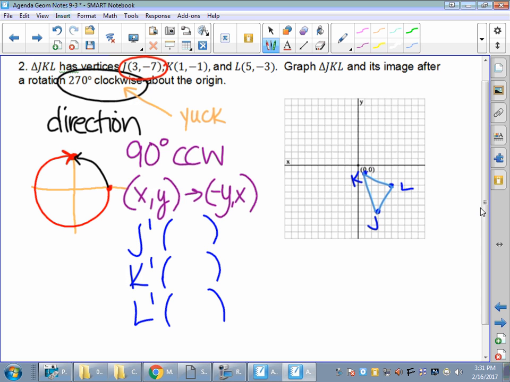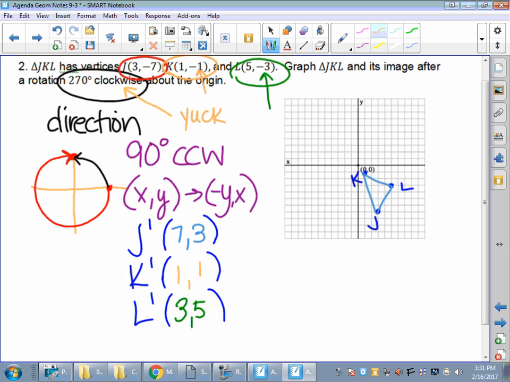So that means I'm going to multiply my y coordinate by a negative, and then interchange them. So it seems to me that my J prime should be at 7, 3. K prime, multiply the y coordinate by negative 1 and interchange them. So a 1, 1. And L prime, multiply that y coordinate by negative 1 and interchange them. So I'm going with a 3, 5 on that one.